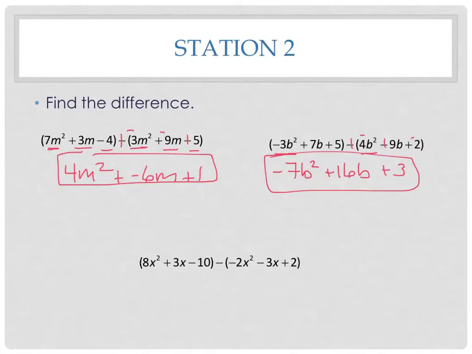Last one, we'll subtract, and I'm going to add the opposite again. So the opposite of negative 2x squared is positive 2x squared. The opposite of negative 3x is plus 3x. And then negative 2. 8x squared plus 2x squared is 10x squared. 3x plus 3x is going to be 6x. Negative 10 plus a negative 2 is going to be negative 12. And there would be my final difference for station 2.